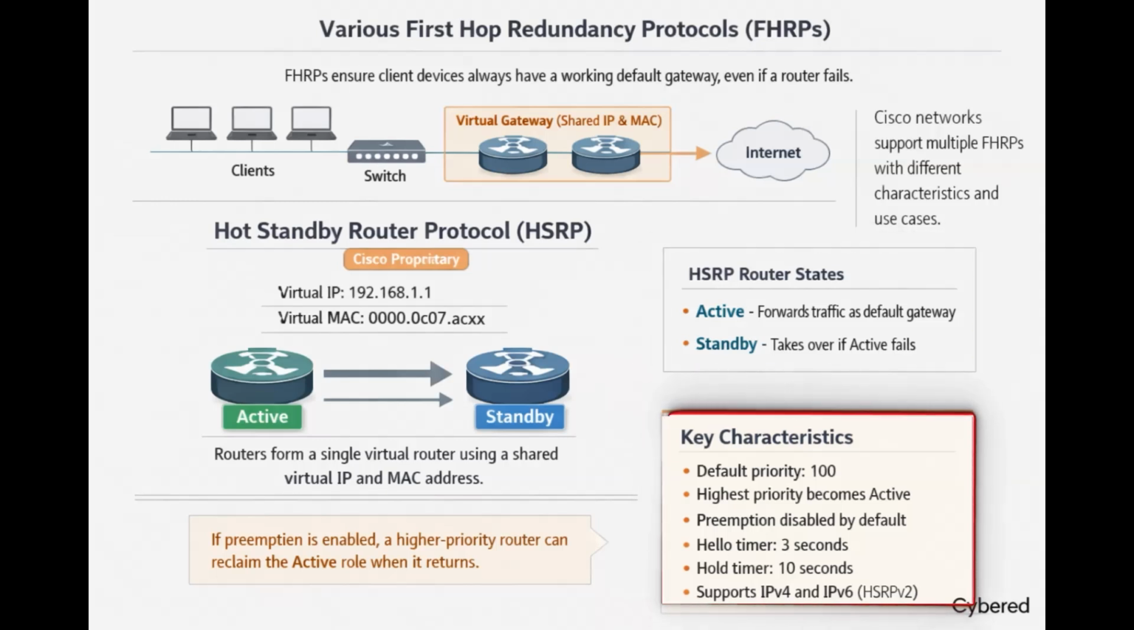The key characteristics: default priority 100, the highest priority router becomes active, preemption is disabled by default, hello timer is 3 seconds, hold timer 10 seconds, supports IPv4 and IPv6. If preemption is enabled, a higher priority router can reclaim the active role when it comes back online.